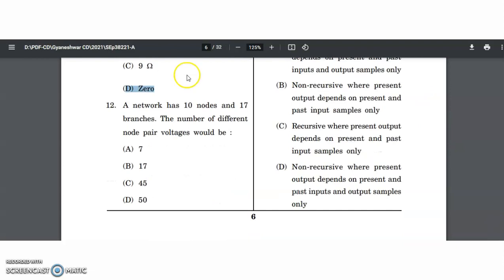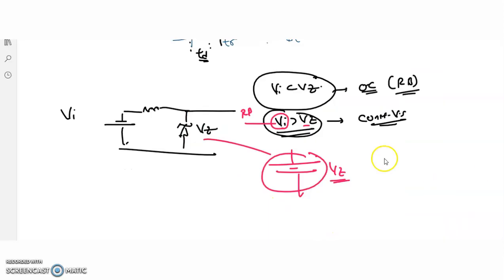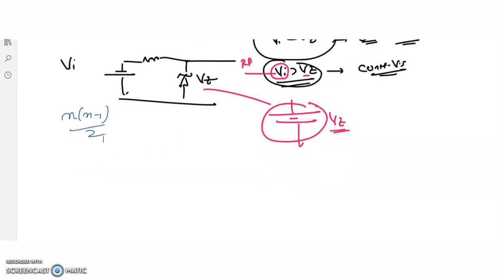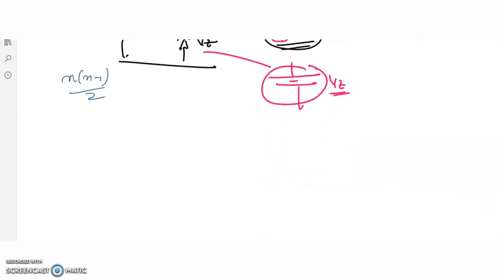Right? Next. A network has 10 nodes and 17 branches. The number of different node pair voltages would be? To find the node pair voltages, if you have the formula, then you just find it, guys. Otherwise, make a note of the formula. Here the branches are not required to find the node pair voltages. The number of node pair voltages can be taken as n into n minus 1 by 2, where n represents the number of nodes.